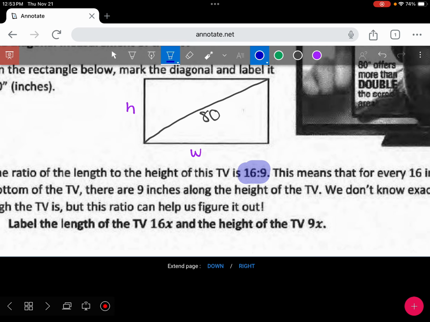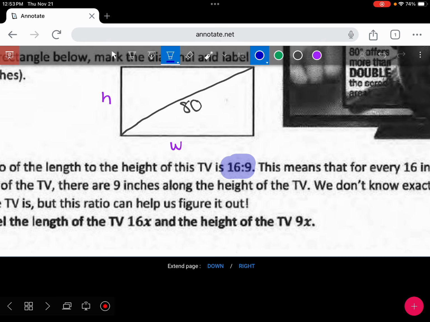So 16 by 9. 16 would be the width, and 9 the height. Every 16 inches on the bottom, we get 9 inches of height. So 16 by 9 is how we get that aspect ratio.